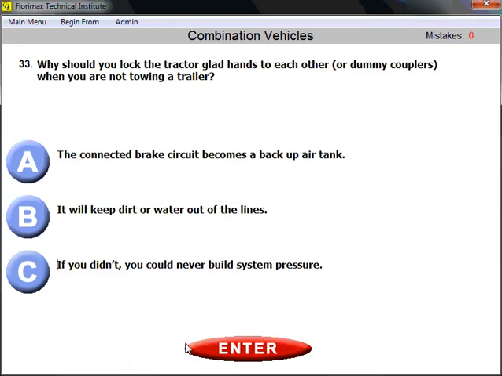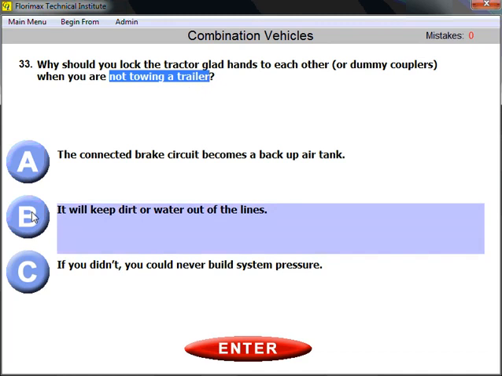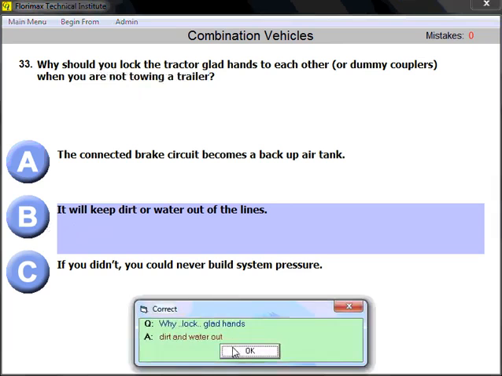Question number 33. Why should you lock the tractor glad hands to each other or to dummy couplers when you are not towing a trailer? When you are not towing a trailer, which is driving a bobtail tractor. Again, simple logic. It will keep dirt or water out of the lines. You should lock glad hands together when you're not towing a trailer to keep dirt or water out of the air lines. Dirt and water.